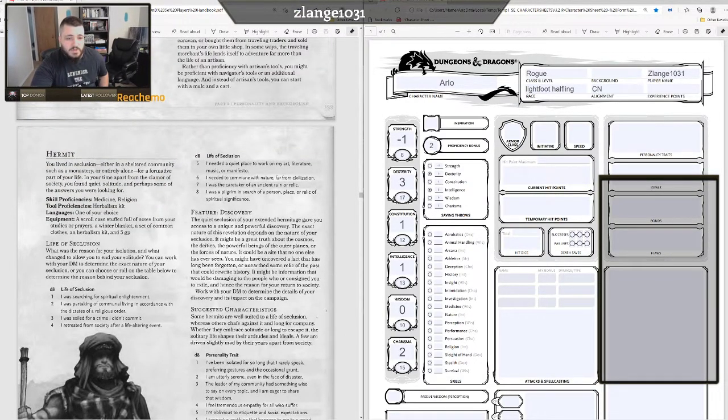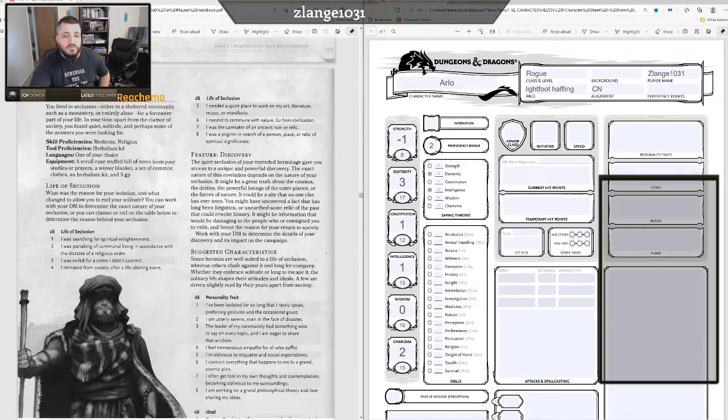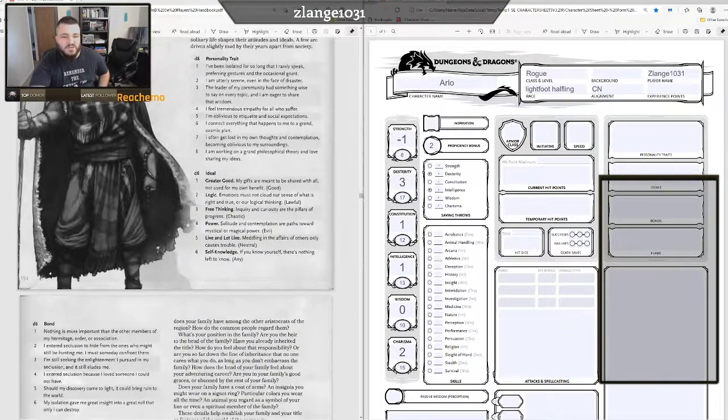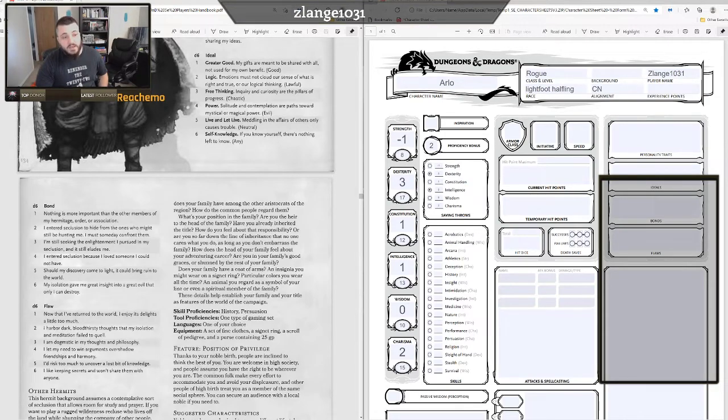You live in seclusion, either in a sheltered community such as a monastery or entirely alone for a formative part of your life. It is in your time apart from the clamor of society that you found quiet, solitude, and perhaps some of the answers you were looking for. Not quite really roguey. I mean, you can do that. You seclude yourself from the world, you come out and you have nothing, and you can just start taking things.